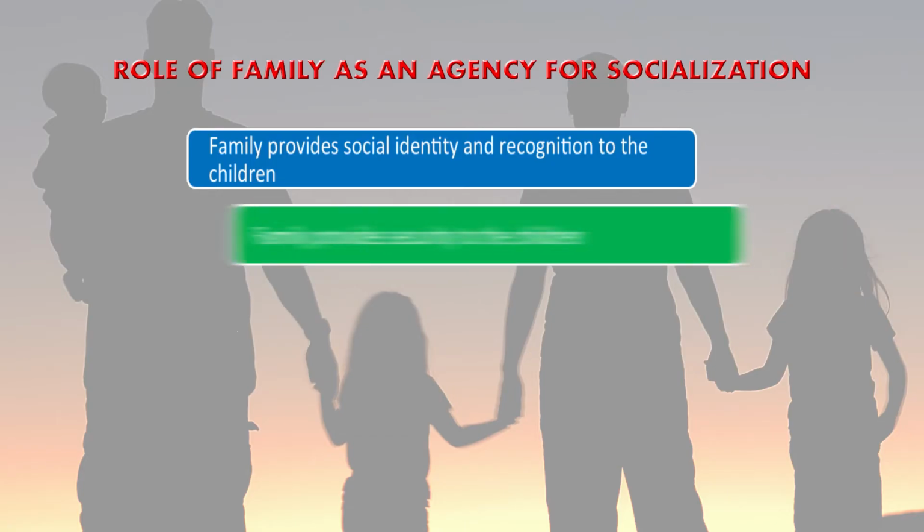So that's why it is the role of the family that family provides social identity and recognition to the children, because the child is attached with the family, with the parents, with the grandparents, with the family members, with the siblings. Okay, so automatically they get a type of recognition to live in the society. Okay, and further, family provides security to the children.